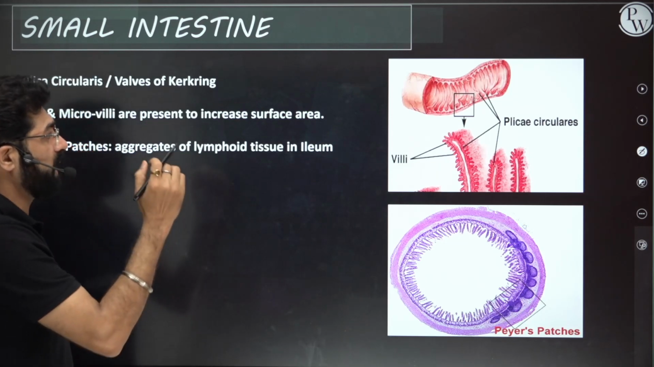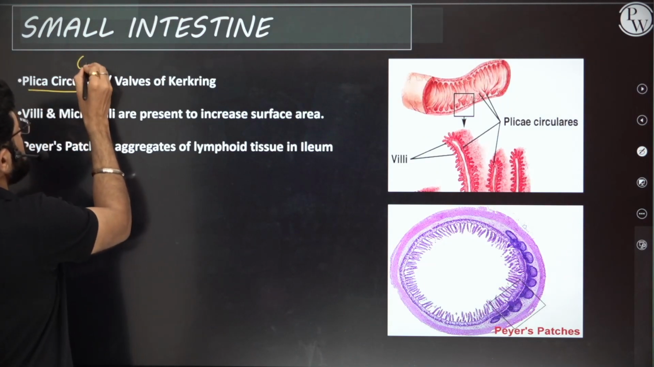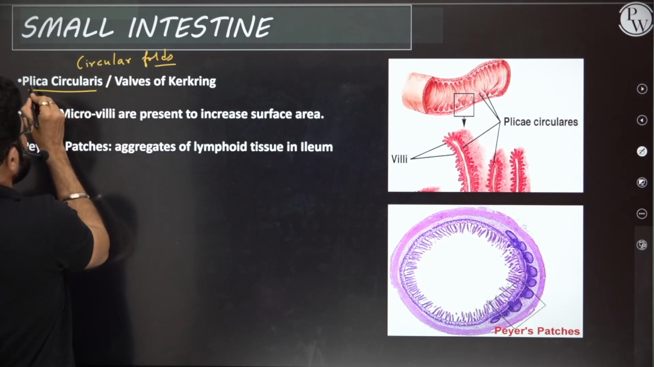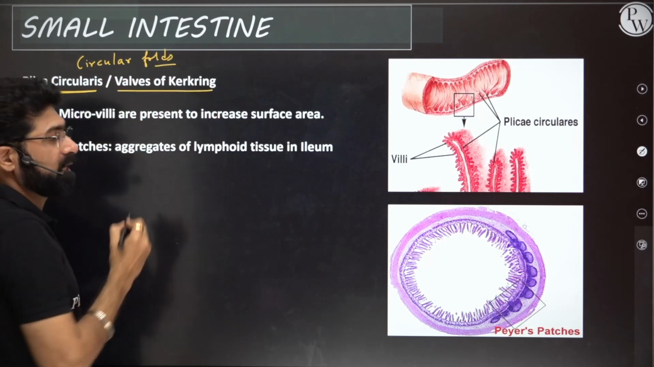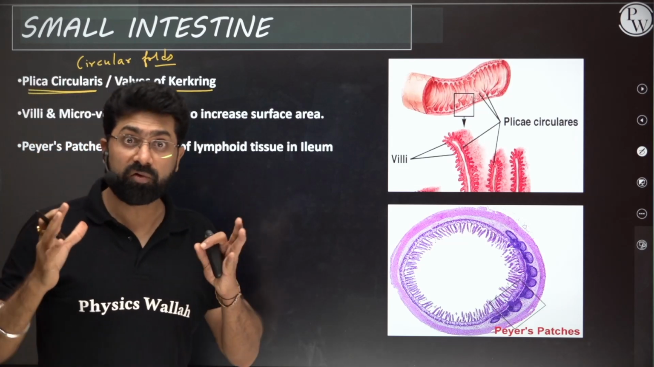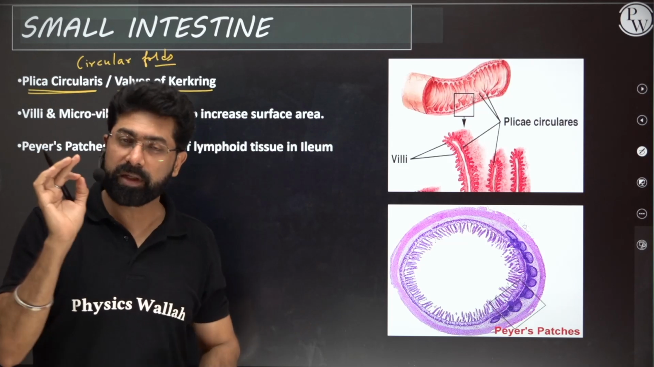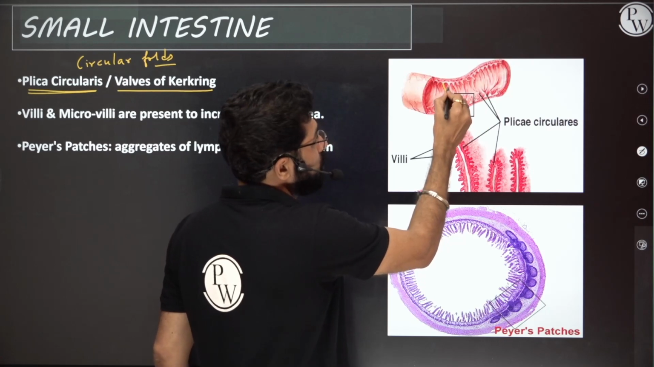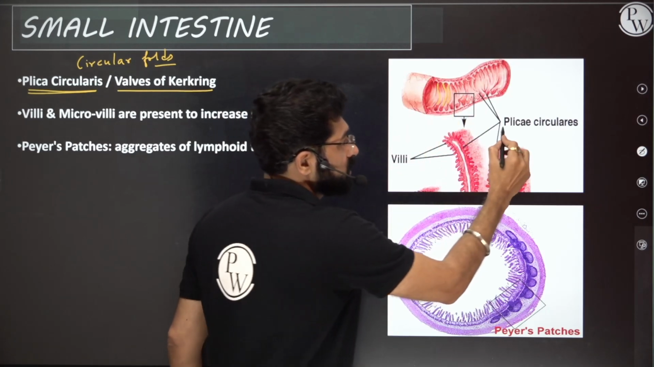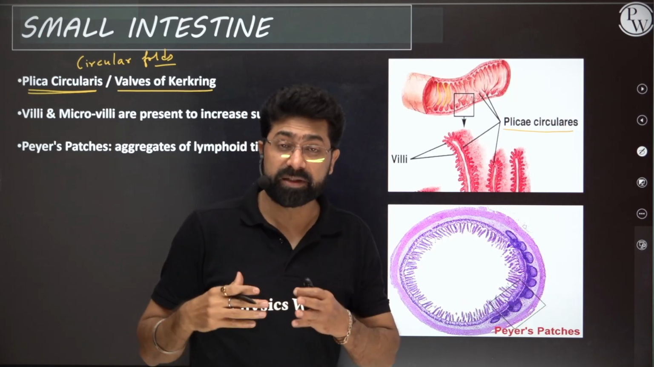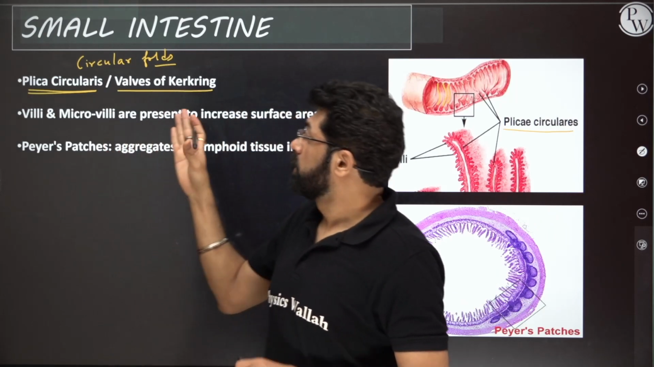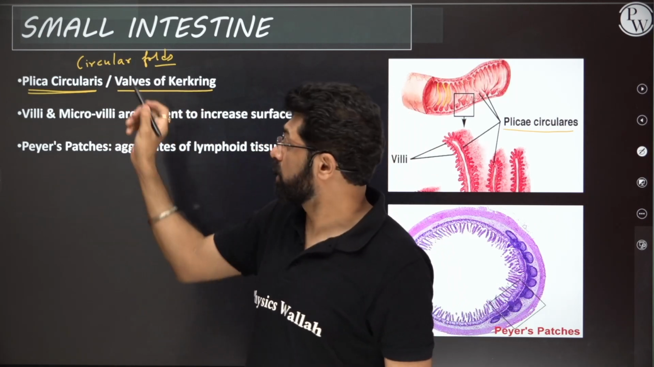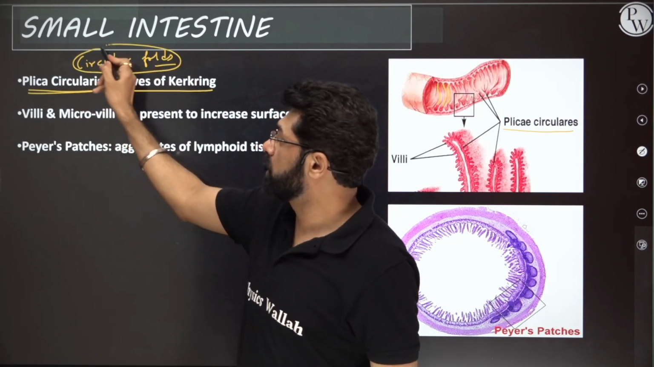A small intestine is characterized by the presence of circular folds. These circular folds are called plicae circulares or valves of Kerckring. Don't get worried about valves of Kerckring. It's a big term, but it is just simple. It is just circular folds. You can see here, circular folds. The terminology in medicine is plicae circulares or the valves of Kerckring. Big terms, but it is only circular folds. Simple, you remember.